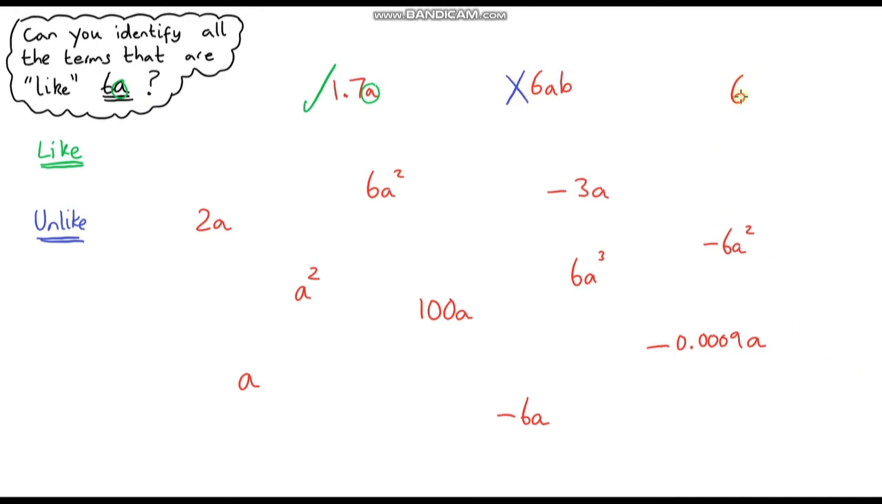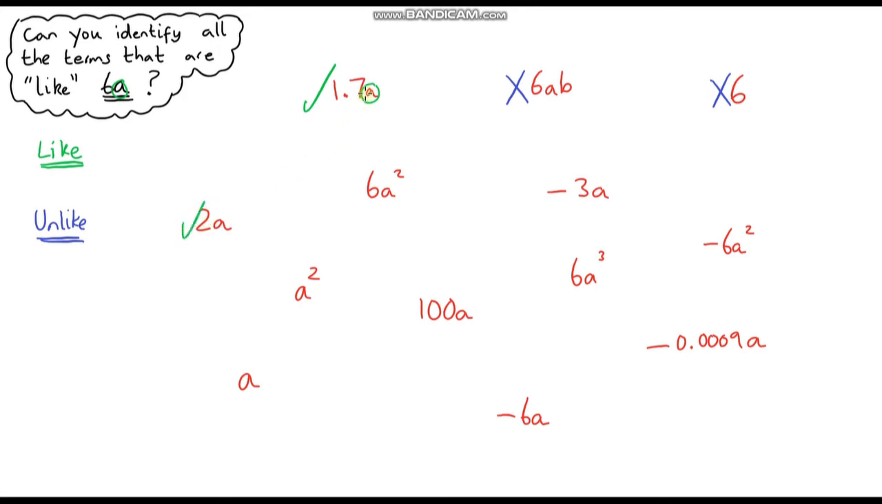Now the next one is just the number 6. Well, these are unlike terms. We do not have any a terms here. So if we're thinking about a being apples, we have no apples. We've just got the number 6. So that is unlike. Here we've got 2a. So that is definitely like 6a, because we could add these together. 6 apples plus 2 apples is 8 apples.